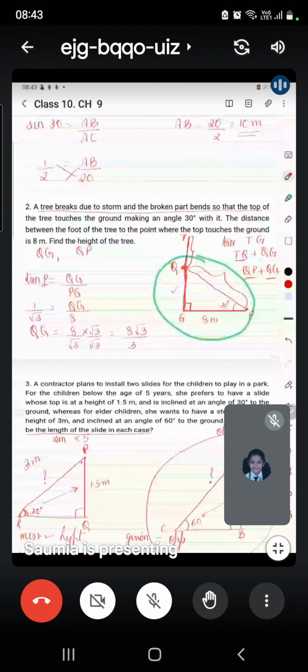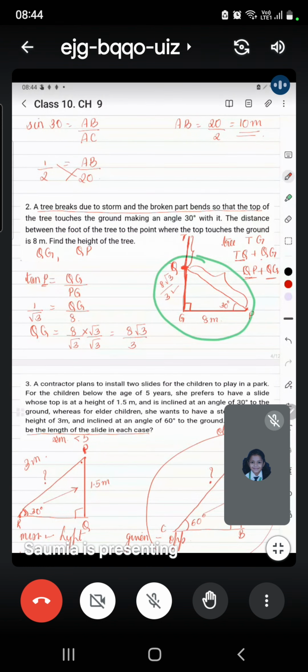Now, how will I find the other part, PQ? Which ratio will I take? Cos. I can take any ratio because just now I have got this also. So I can take sine or cos. Correct? Yes or no? Yes, ma'am.